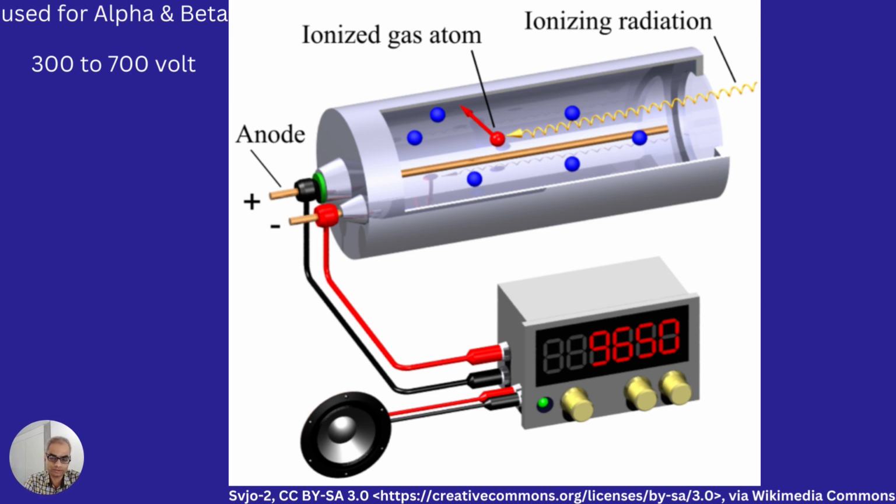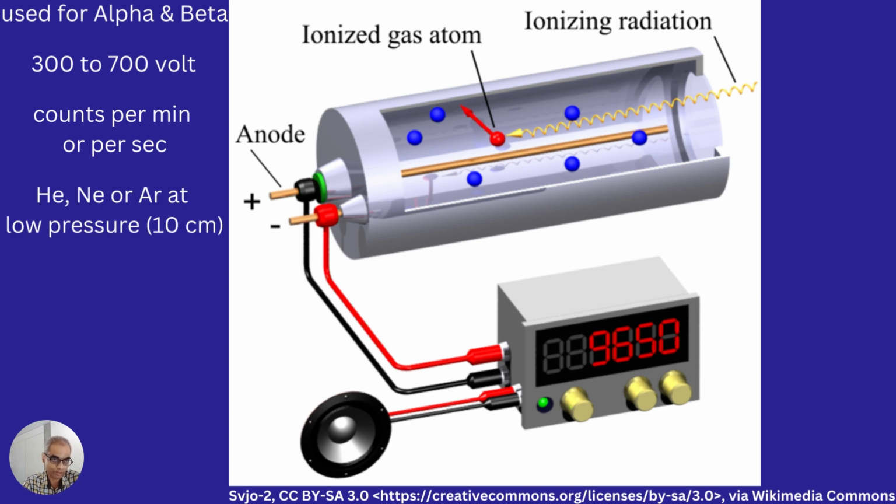The voltage that is supplied is normally in the range of 300 volt to 700 volt, and we can have the counts per minute or per second. The gas that is used here is helium or neon or argon, that is the inert gases, and they are kept at low pressure, that is 10 centimeter pressure.